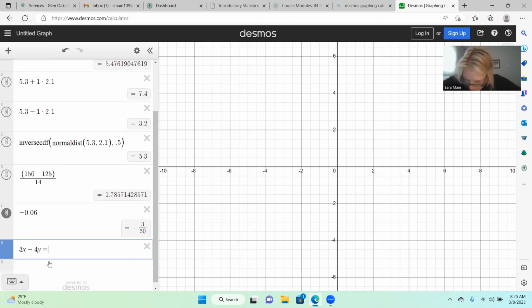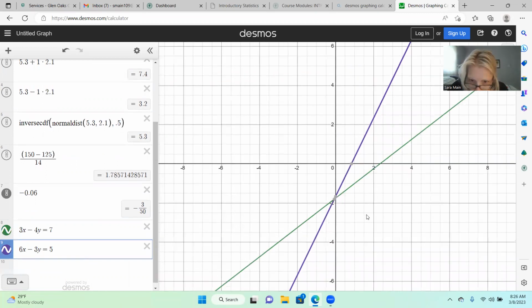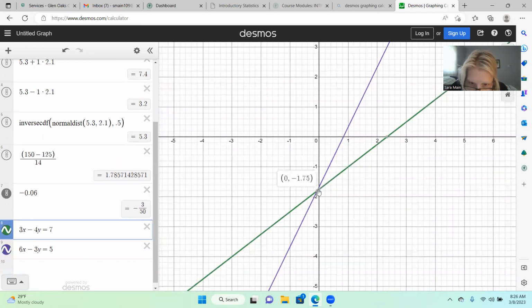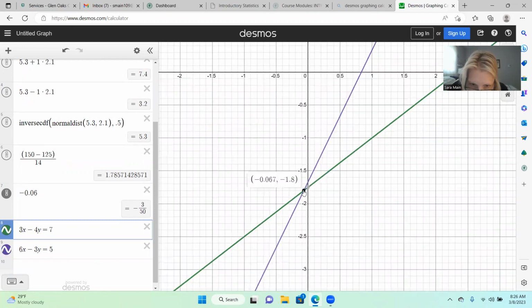3x minus 4y equals 7. And then we had 6x minus 3y equals 5. I'm going to zoom in here so that I can see where they intersect. They intersect right here. So the decimal that we got, the same thing, a negative 0.067 and 1.8. Now remember, I am encouraging you to use Desmos to find the solution up front, because then you know what you're working towards.